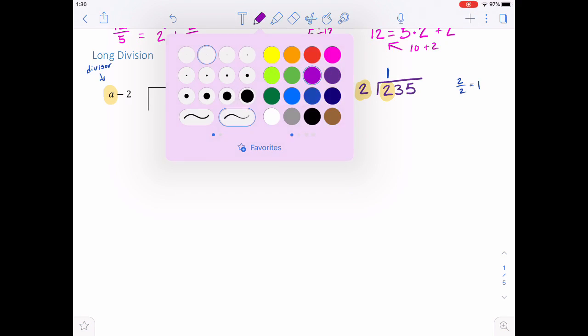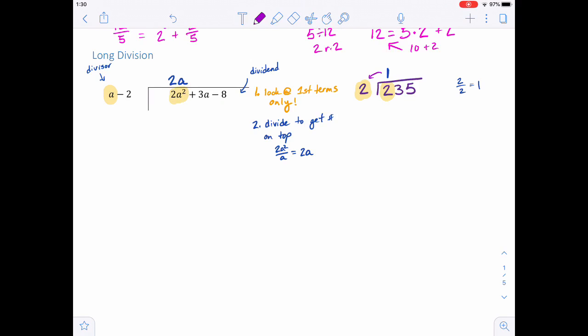Let's go back to our original problem. Once we get here, we multiply 1 times 2, and then we write it down here. 1 times 2 is 2. So let's do that over here. We're going to multiply our number on top from here by, except this time we have not 1, but 2 things outside. So we have to multiply it by all. That means if there are 3 things outside, we multiply it by all 3. Multiply it by all terms in the divisor. So we have 2a times a, that's 2a squared. 2a times negative 2 is negative 4a. So that's how we get our line in the bottom.